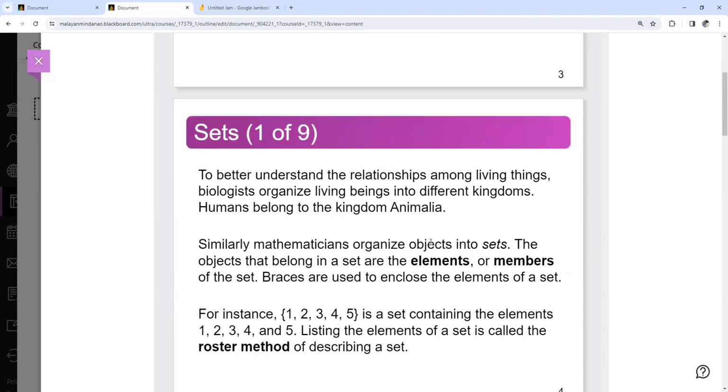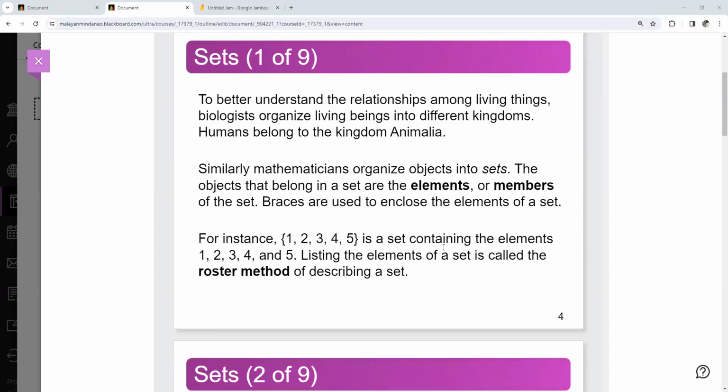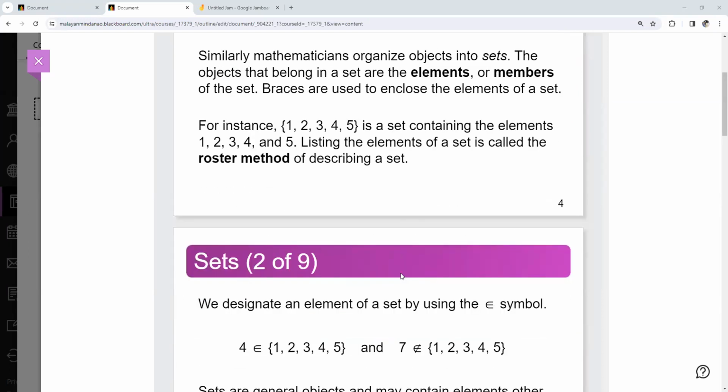So a set is basically a mathematical way of organizing objects. No? So the objects that belong to a particular set are called members or elements. And we use braces to enclose them. In mathematics, most sets are numbers or variables, but of course, we are not limited to using numbers and variables when defining sets. We can use names of objects, for example.